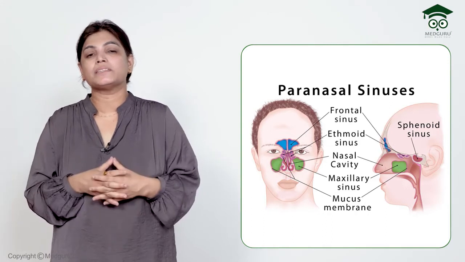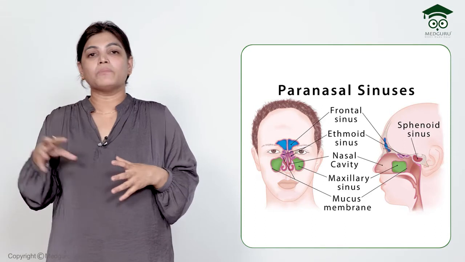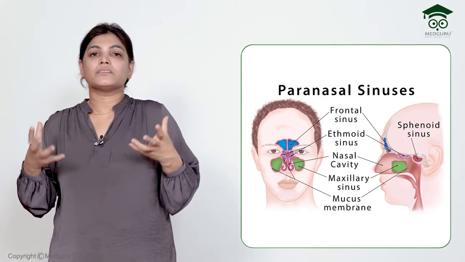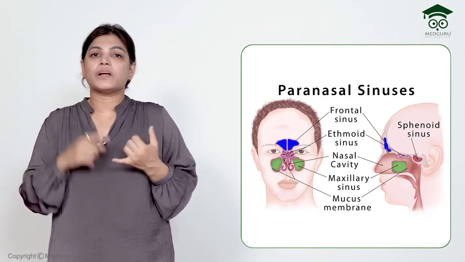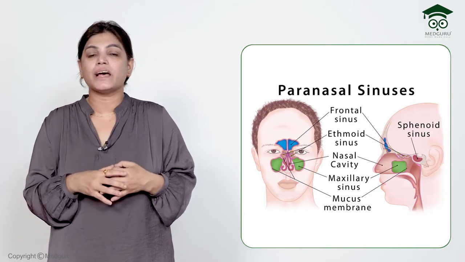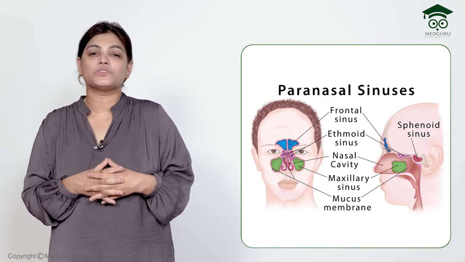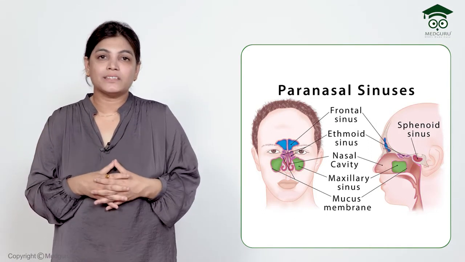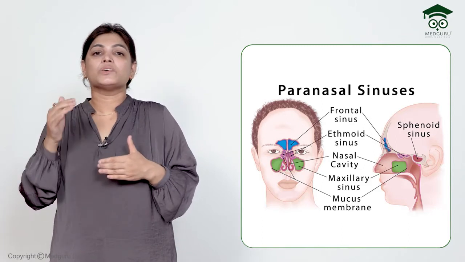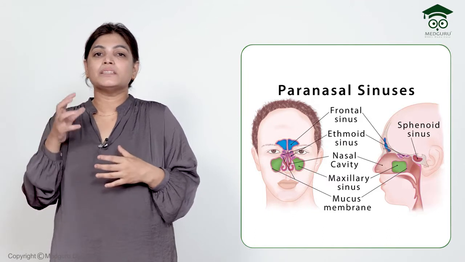Why the paranasal sinuses are there? When you see the nasal cavity, you will see it is surrounded by some spaces that make the skull lighter. So there is frontal sinus, there is ethmoidal sinus, there is maxillary sinus, there is sphenoidal sinus. So the exact function of it is to make the skull bone lighter. It is also adding resonance to voice. It is humidifying the inspired air.